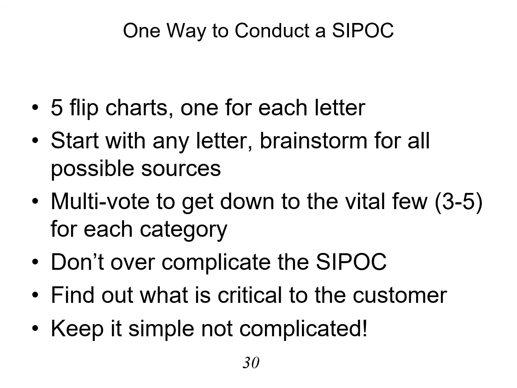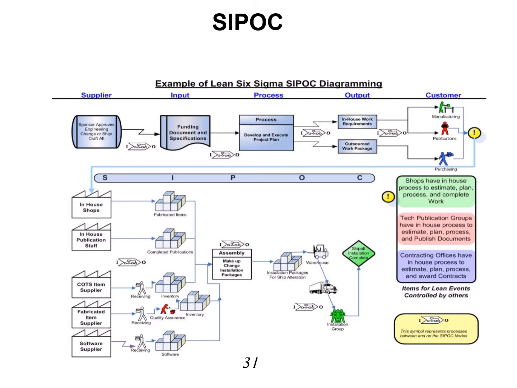One way to conduct a SIPOC that I use, 5 flip charts. Start with any letter and brainstorm for all the possible things under the letter. Get down to the vital few. Don't overcomplicate the SIPOC. Find out what is critical to the customer, not to you. Keep it simple, not complicated. Here's an example. You can get many of them by just Googling them online.